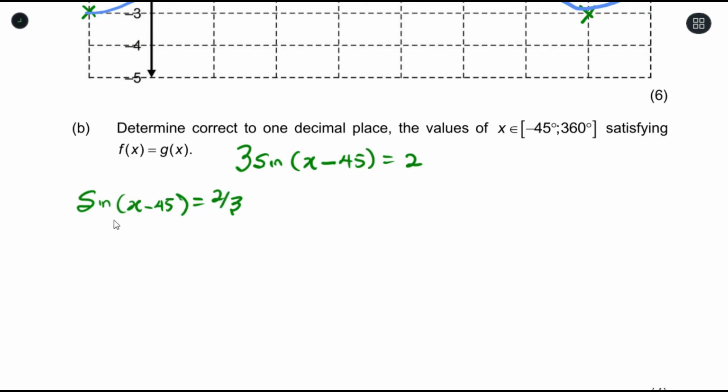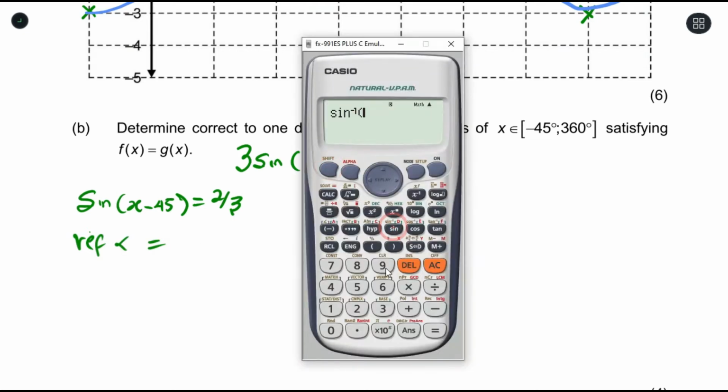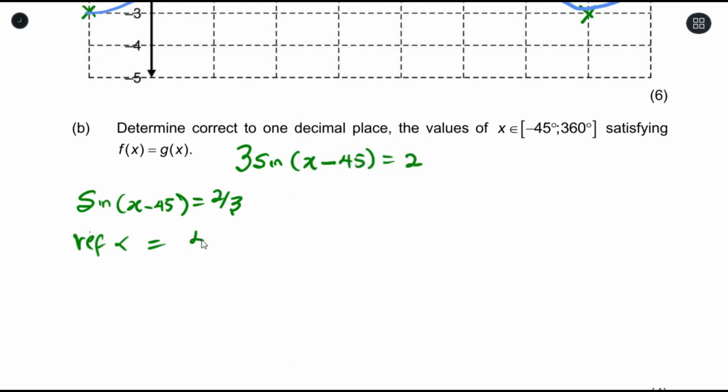Okay, so now we need to get the reference angle. The reference angle would be 41,8. So the reference angle is 41,8 degrees. Now, sine is positive in two quadrants. It's positive in the second quadrant and positive in the first quadrant. So let's start with the first quadrant. In the first quadrant, I'm going to say that x minus 45 is equal to the reference angle, which is 41,8.